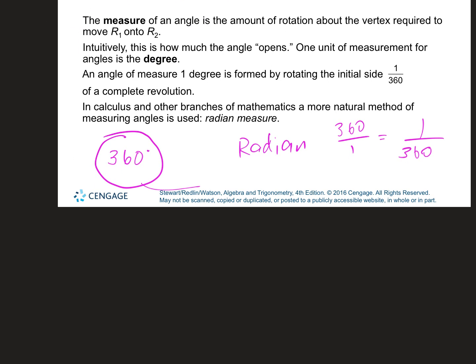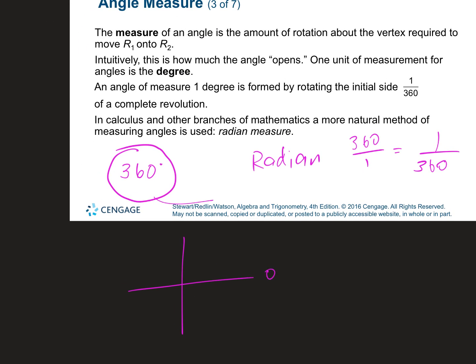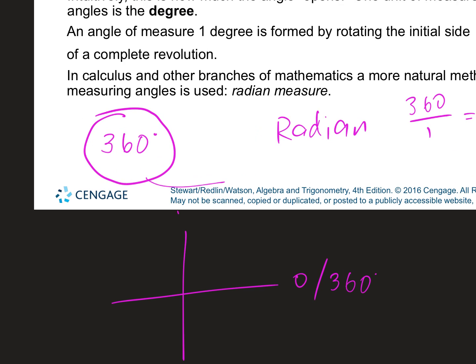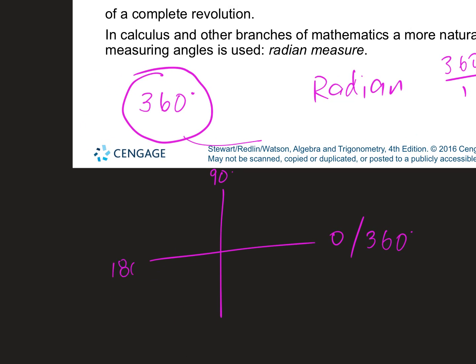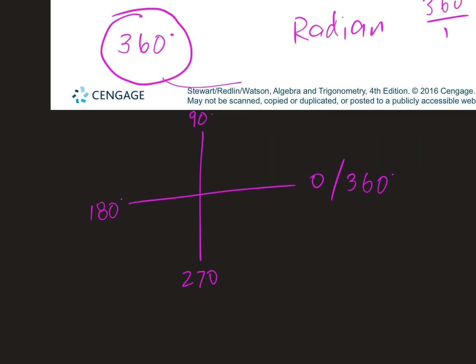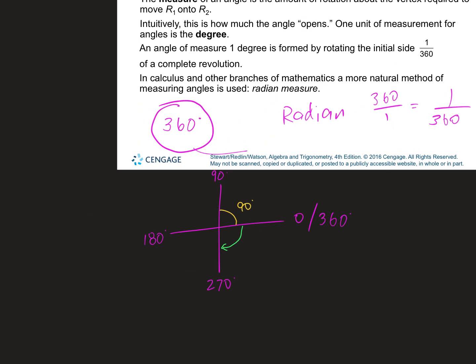Now let's think about a coordinate plane. This is 0 and also 360. What's this measurement up here at the top? 90. What's over here on the far left? 180. Good. What's down here? 270. Good. So if I said my angle starts at 0 and is 90 degrees, this is a 90-degree angle right here, correct? If I said my angle starts at 0 and goes negative 90, then I would go in that direction. Do you guys understand that? Yes? Okay.